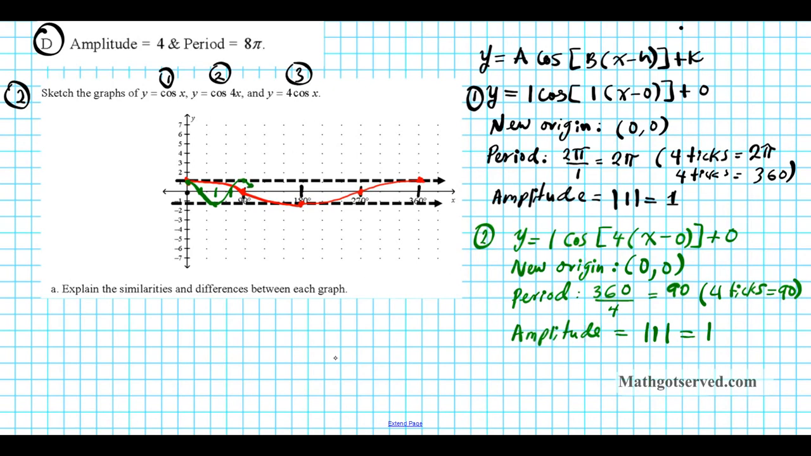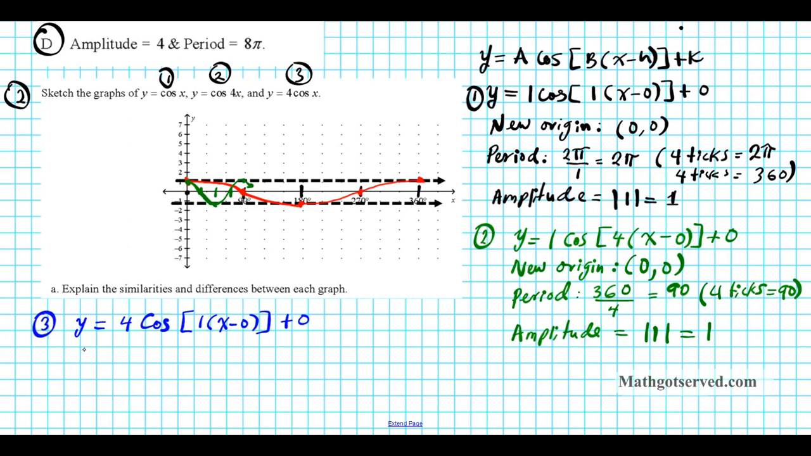Now let's graph function 3 and see if we can make a comparison. So for function 3, we have y equals 4 cosine x. Now, let's write this function in this general format here. So we have y equals 4, that's now a, cosine. The coefficient of x is 1, x minus 0, plus 0, because nothing is being added or subtracted to the x, and nothing is being added to this whole term right here.